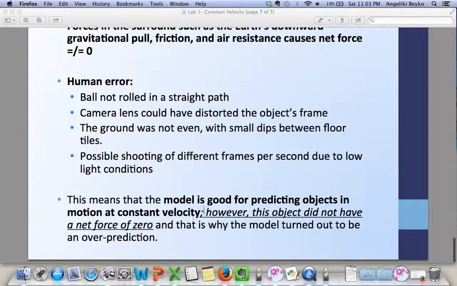So this means that the model is good for predicting objects in motion at constant velocity. However, this object did not have a net force of 0, and this is why the model turned out to be an over-prediction.